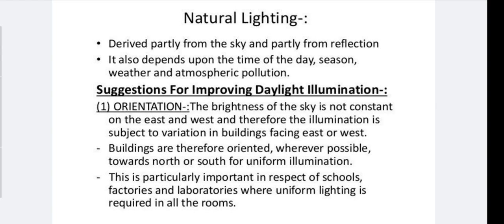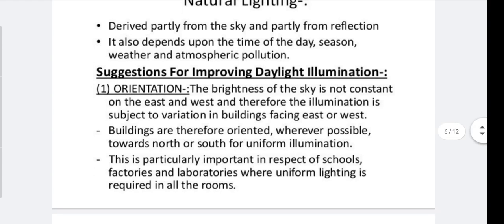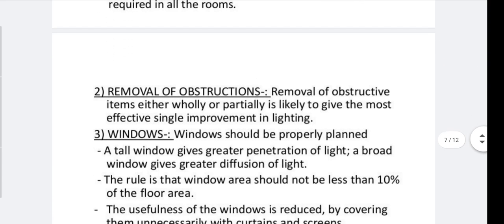First one is orientation. The brightness of the sky is not constant on the east and west, and therefore the illumination is subjected to variation in the building facing east or west. So if the house is facing the east or west, it is more illuminated in the day or in the evening. It is not equally distributed or equally illuminated. So laboratories, factories, and schools will be facing north or south for equal illumination. That is what orientation means.